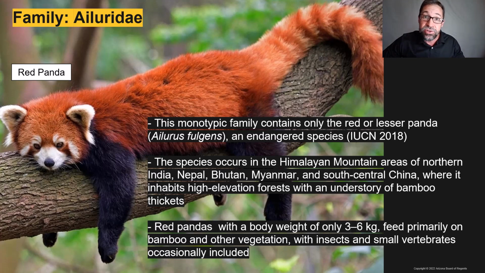So red pandas are considerably smaller than giant pandas with a body weight of only 3 to 6 kilograms. But like the giant pandas, they too are going to feed primarily on bamboo, but they're also going to occasionally forage on other vegetation. They're also going to take insects and small vertebrates. So a bit more of a generalist diet in the red pandas in their own monotypic family.